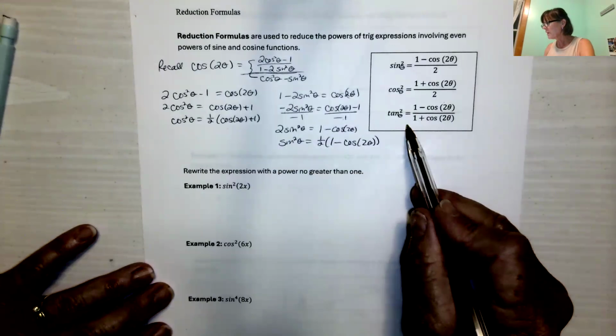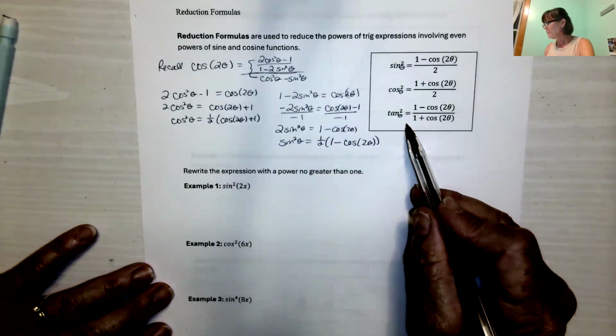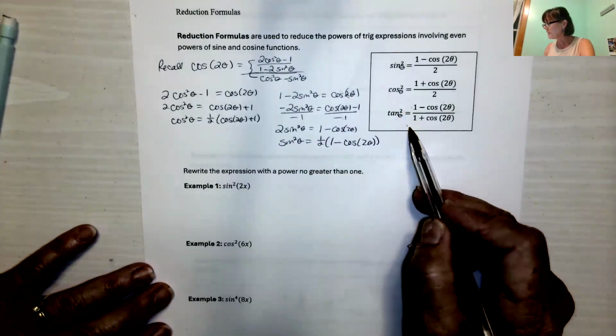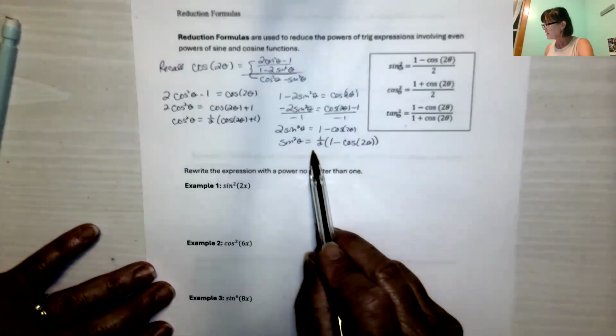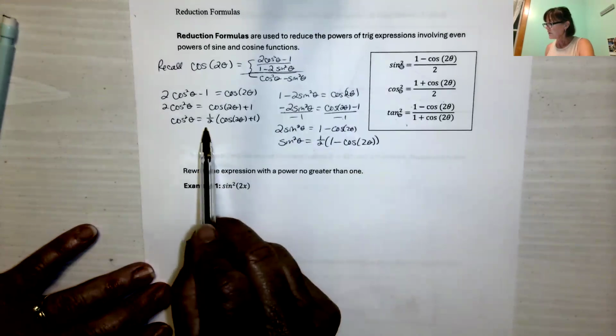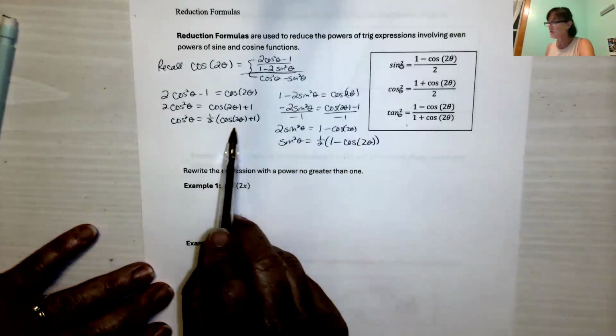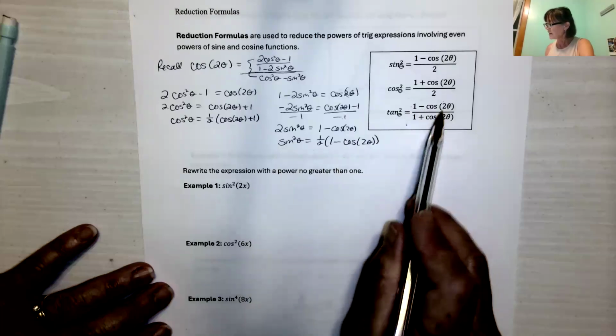This last one can really easily be solved by, we know that tangent squared is equal to sine squared of theta over the cosine squared of theta. So the sine squared of theta is this. The cosine squared of theta is this. If I take this divided by this, the 1/2 will cancel and I'll have exactly that.